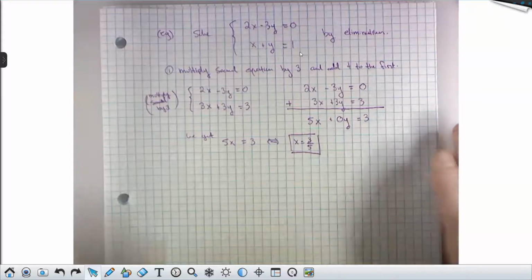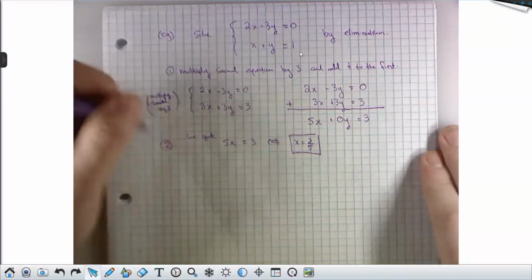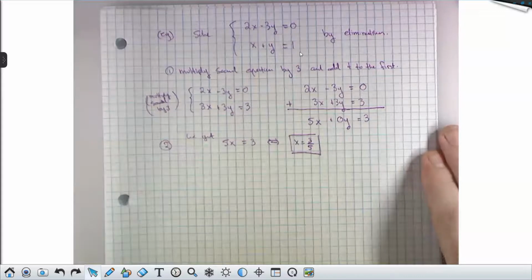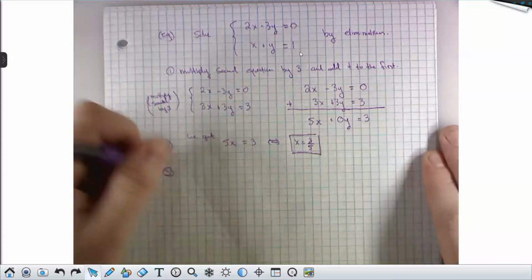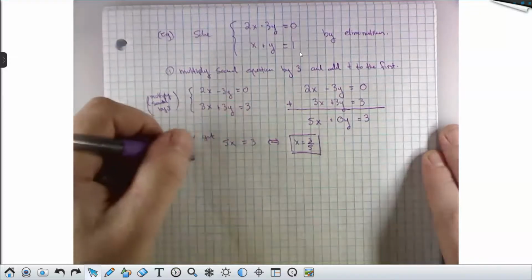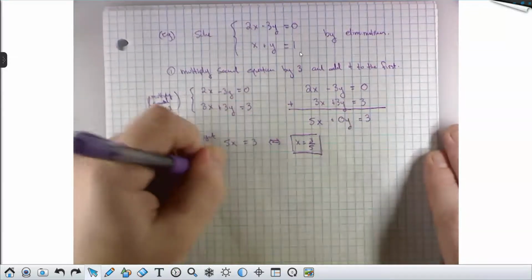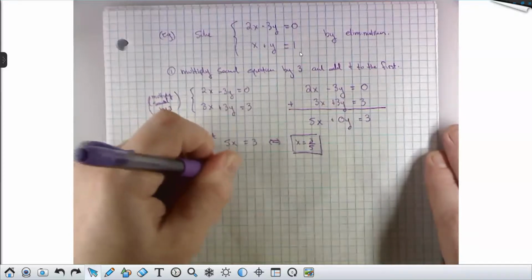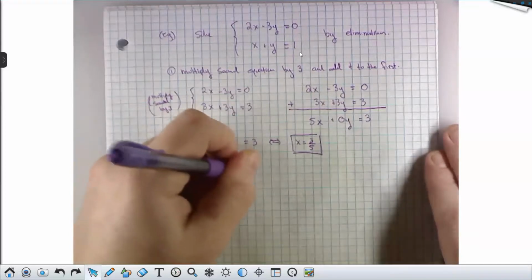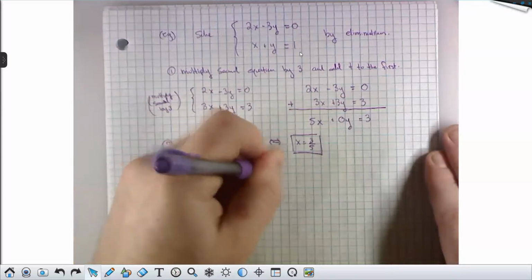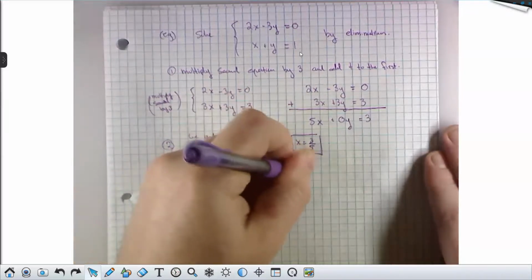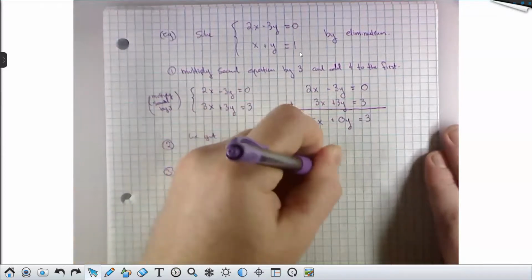All right, this is our step 2 where we solve the result for that variable. And then my last step, I back substitute this into either equation. Sub x equals 3/5 into either original and solve for y.